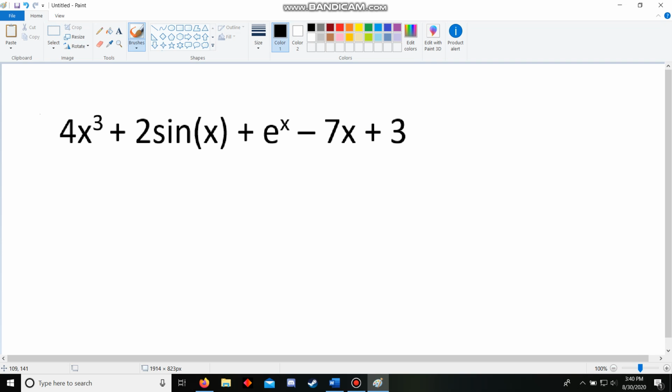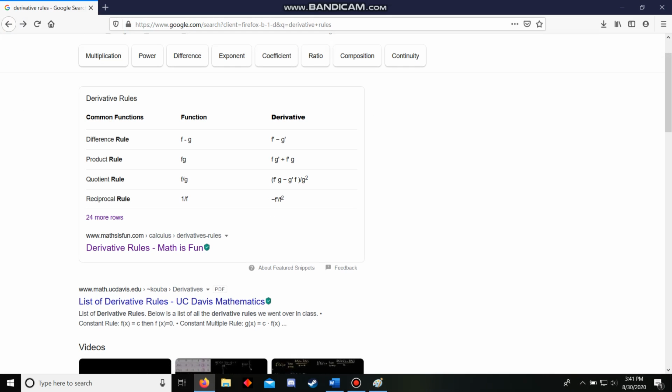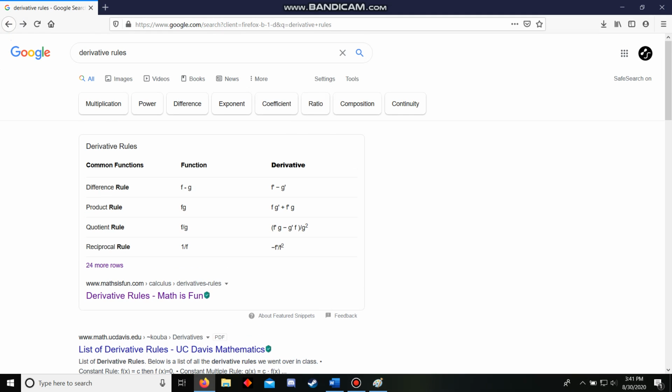To start out, the first thing I would do is take a small piece of it, 4x cubed, and ask my student if they know how to solve it. Do you know what the derivative of this is? If they don't, a great place to go would be their notes. Do you have notes that have derivatives for this in them? If they don't, you could look through their textbook. And if they still don't, a good thing to do would be to just Google derivative rules.